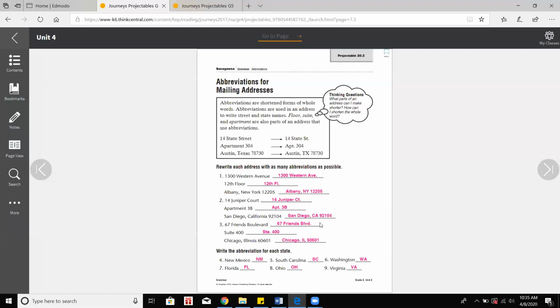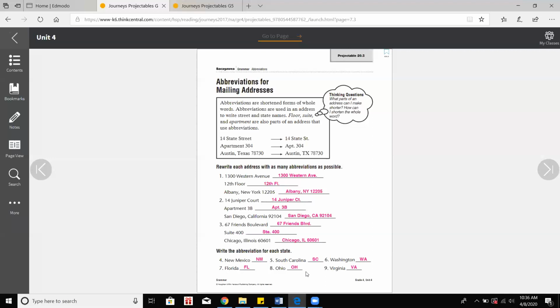California, a state name, capital C and capital A, forgo the period. For boulevard, this is a long one, it's capital B, lowercase l, v, d, and then a period. Suite is capital S, T, E, and then a period. Illinois would be capital I and L. And the abbreviations for state names are right here. New Mexico is capital NM, South Carolina capital SC, Washington capital WA, Florida capital FL, Ohio capital OH, and Virginia capital VA.